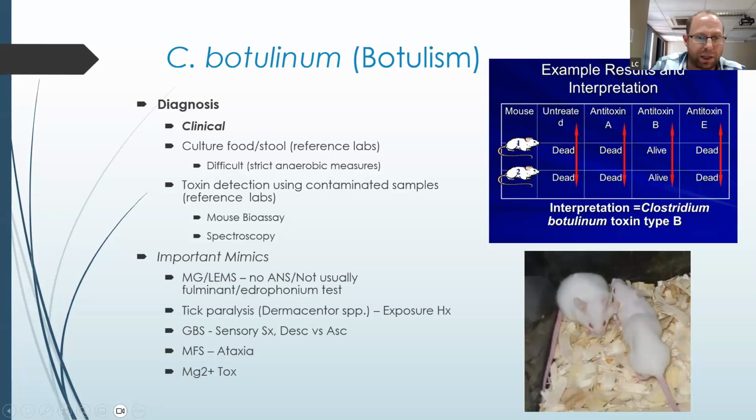Important mimics for the disease: myasthenia gravis with the ocular manifestations, with cranial neuropathies, but the patients usually will not present as fulminantly. Diseases like tick paralysis, which is not common, but again, exposure history would be helpful. Guillain-Barré syndrome, again, the descending versus ascending weakness and the presence of sensory symptoms, which may well be present in Guillain-Barré. Miller-Fisher syndrome, a variant of AIDP, that one can be quite difficult, but those patients tend to have ataxia, which can be useful to differentiate it. And lastly, magnesium toxicity, which generally would have some context to it.